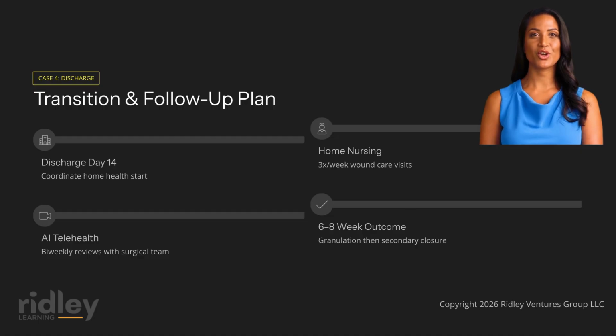The patient is discharged to home health at day 14 with a coordinated transition plan. Home health nursing provides wound care 3 times weekly, with AI-enabled telehealth consultation with the surgical and wound care teams bi-weekly. The patient's healing trajectory is monitored remotely through the AI application, with automated alerts configured for wound area increase, new purulence, or expanding erythema. At 6 weeks, the wound demonstrates progressive granulation and contraction, with plans for secondary closure assessment at 8 weeks.